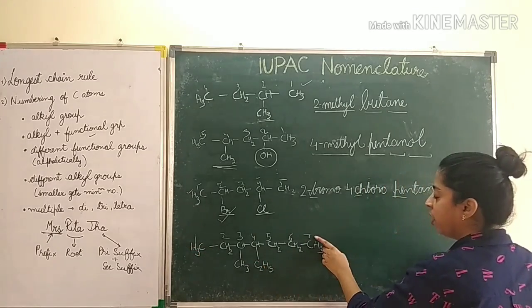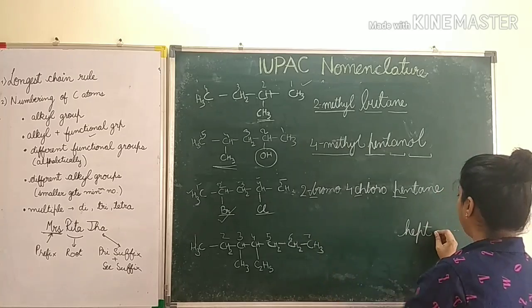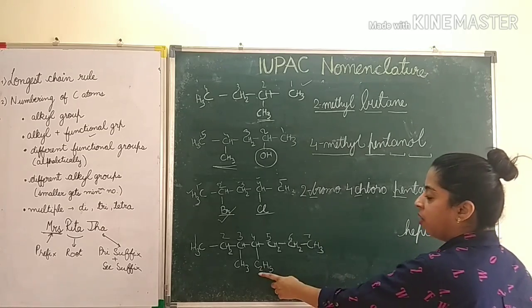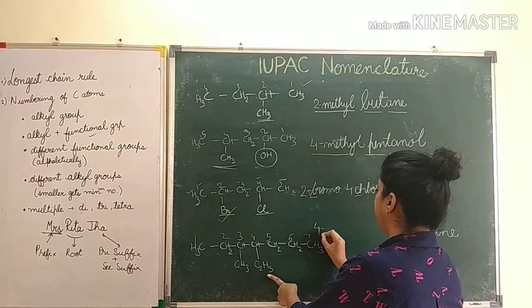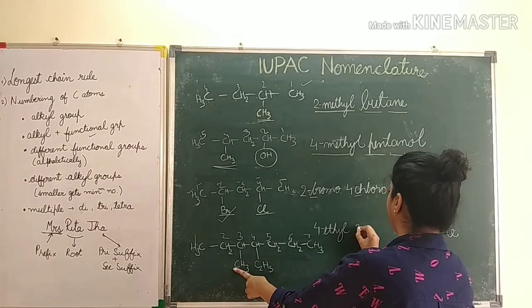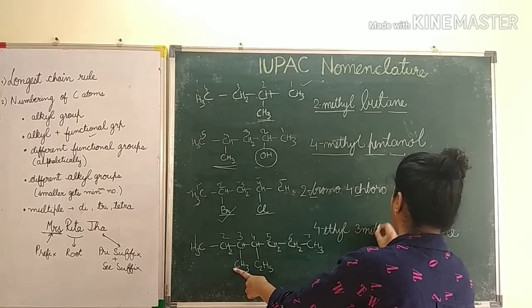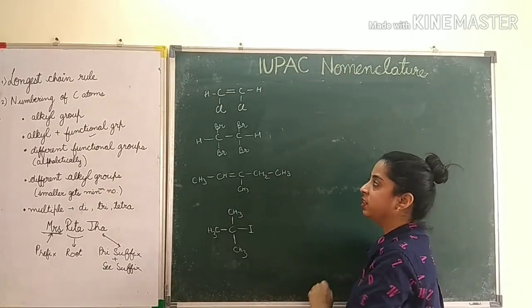So first the root word 7. So hept. Single bond. So heptane. Now while naming, ethyl will come first. So 4 ethyl, 3 methyl, heptane. Now let's have a look at these examples.